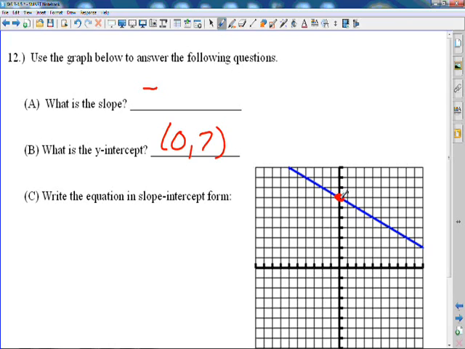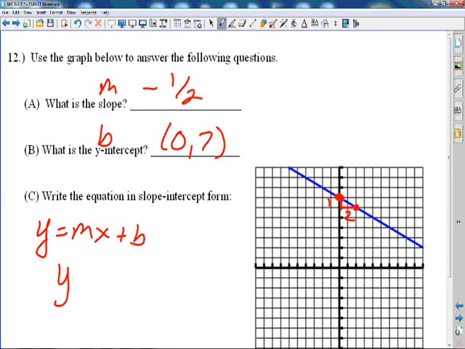Let's do this. My slope. Down 1, over 1. Nope. I need to go over more. Down 1, over 2. 1 over 2. There's my slope. y equals mx plus b. I keep saying it. You've got to have this memorized. y equals negative 1/2 x plus 7.